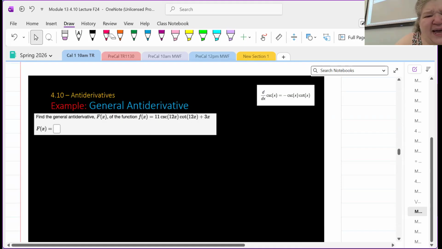All right, so now we got this. So our function that we're supposed to antiderivative is 11 times cosecant 12x, cotangent 12x, and then they put a plus 3x.